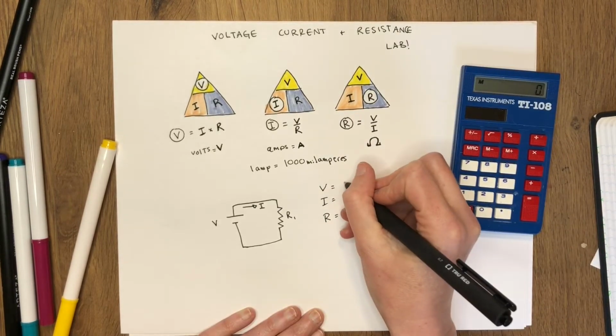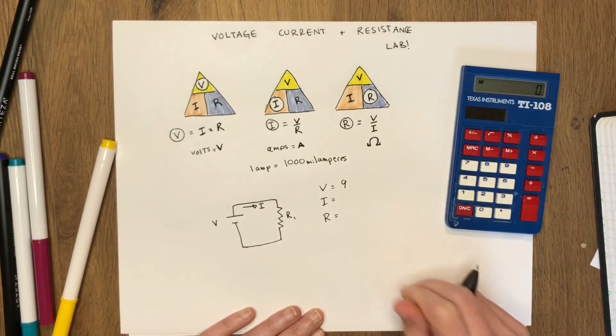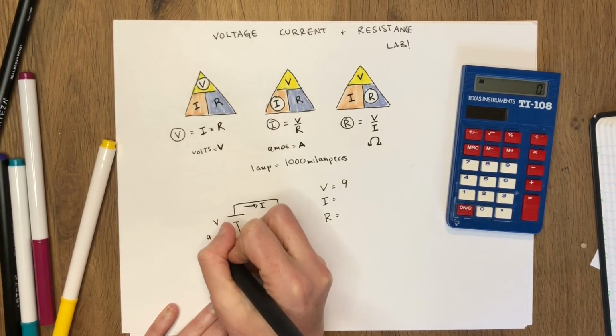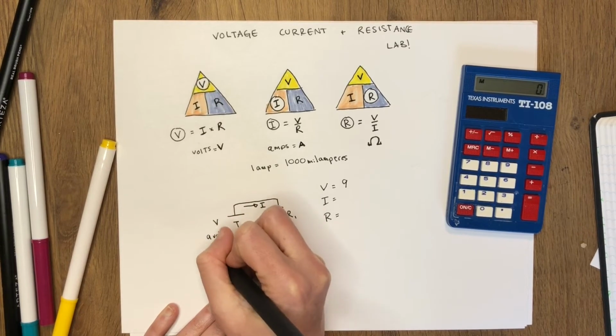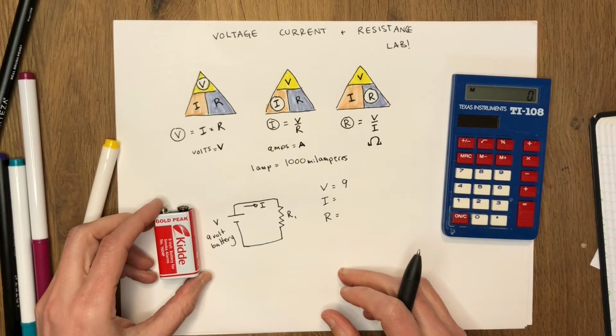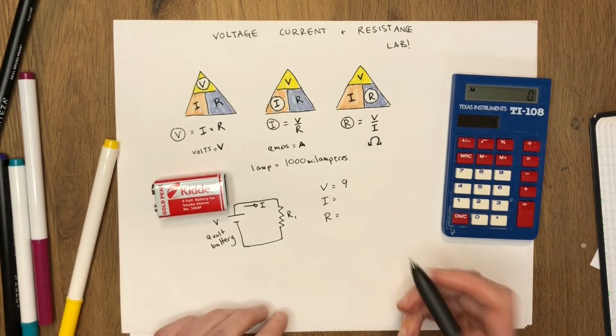All right, so let's set up our variables. Let's say we have a 9-volt battery here. You guys know what a 9-volt battery looks like. It's the kind you put in your smoke detectors. All right, here's a 9-volt battery. I had one right here in my pocket.